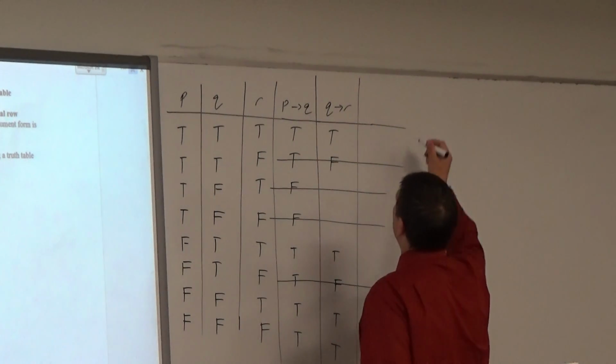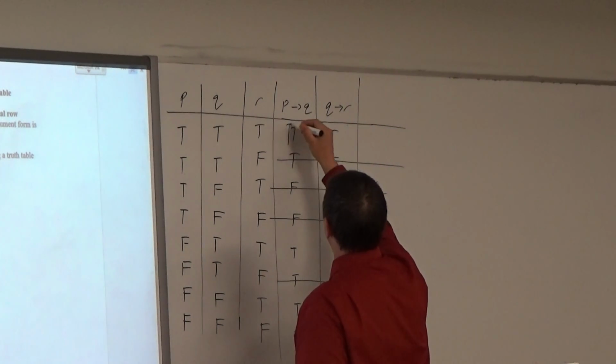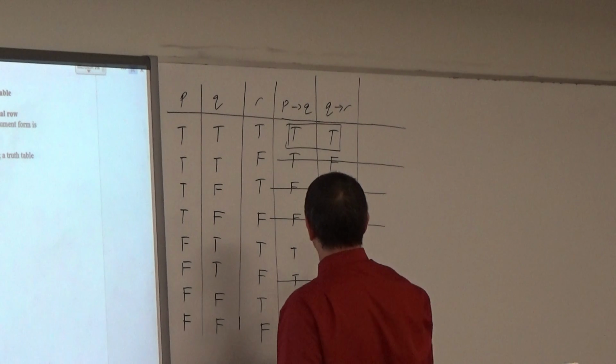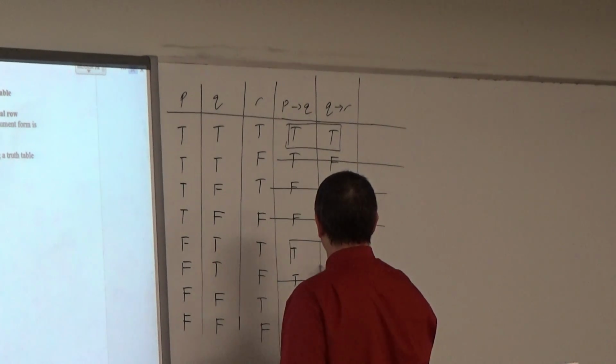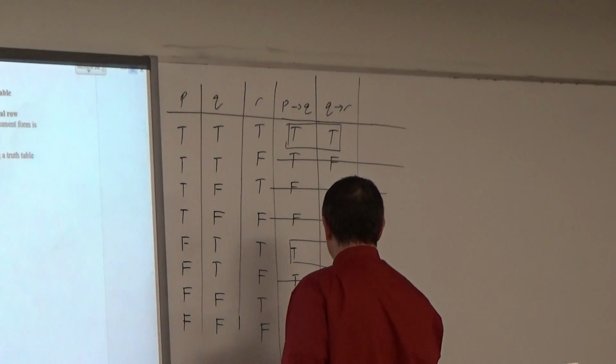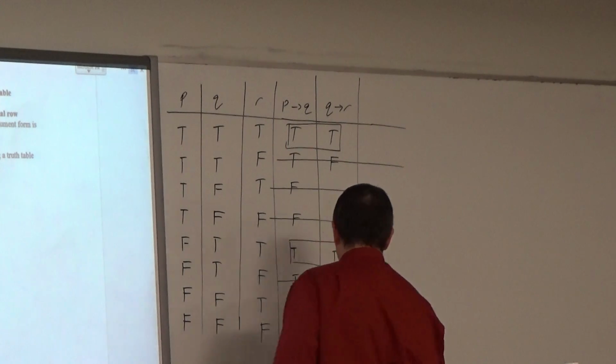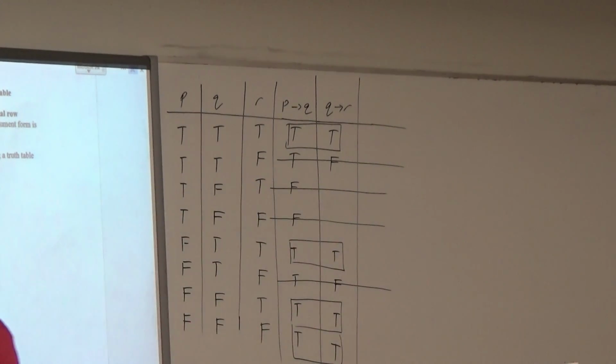So now what we want to do is look at row number 1, row number 5, and then row numbers 7 and 8. Those are the critical rows. Any row in which all the premises are true is a critical row. What we have to do is determine if this is a valid or invalid argument form by checking the conclusion now.